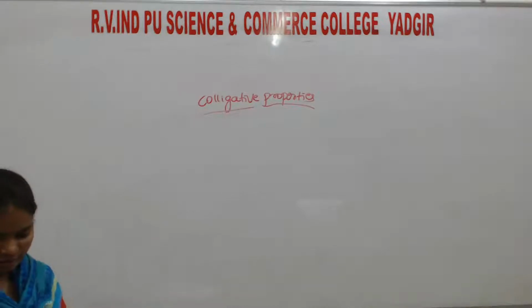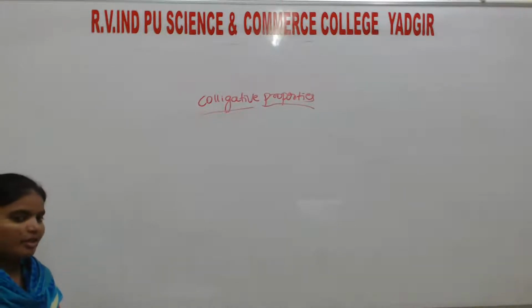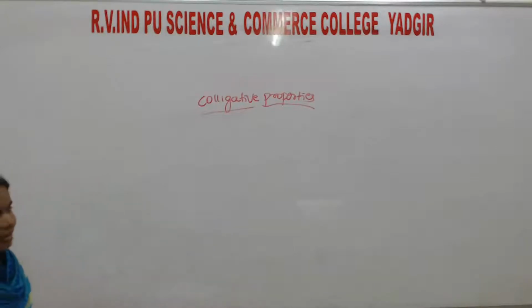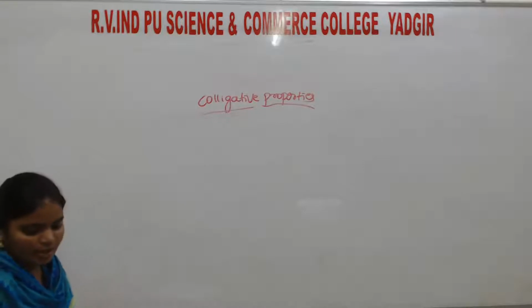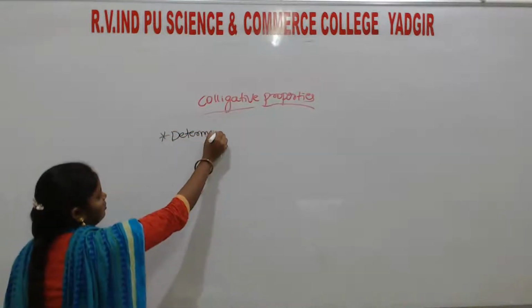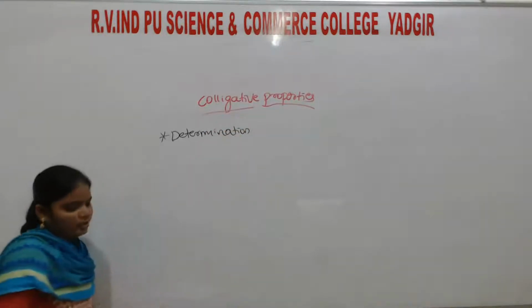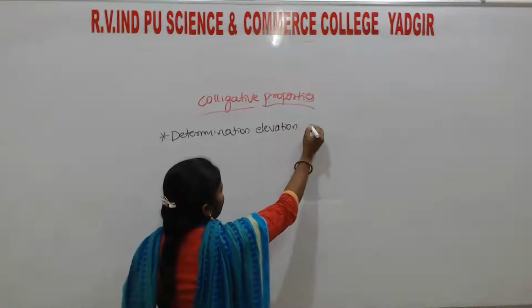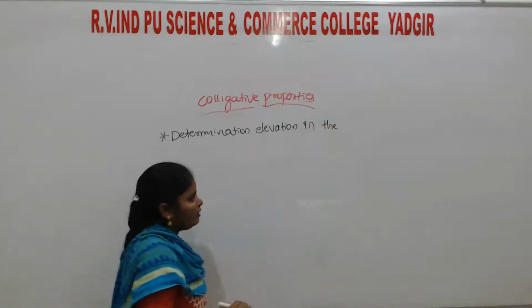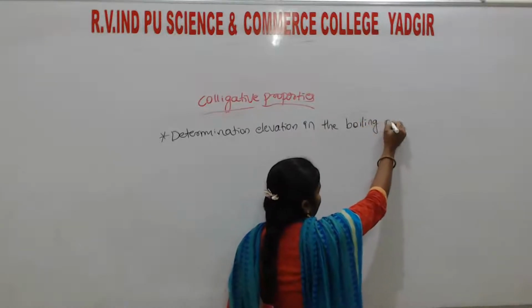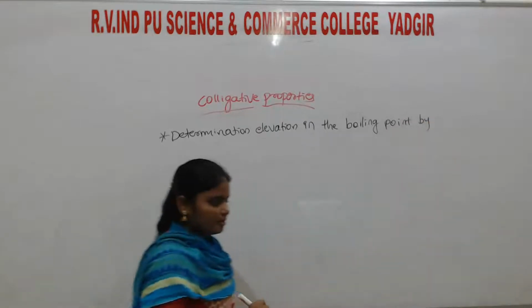Next, study the determination of elevation in the boiling point by Landsberger's method. This is very important. The whole colligative property unit is very important. Heading: determination of elevation in the boiling point by Landsberger's method.